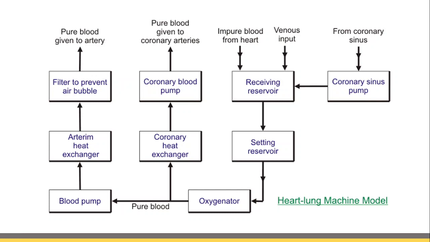From the arterial heat exchanger, the blood passes through the filter. The filter is used to prevent particles or bubbles returning to the body. So it will prevent bubbles returning to the body. The systemic circulation is maintained by returning this arterial oxygenated blood to the major arteries.